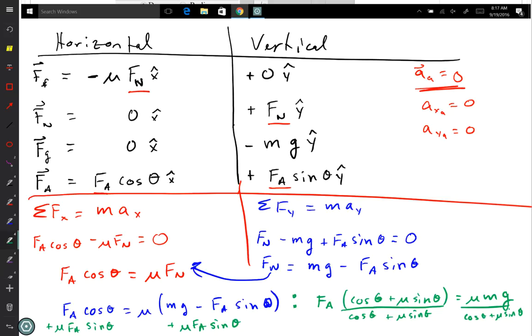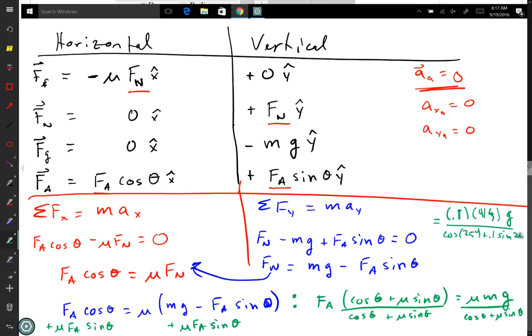So somebody have a calculator to calculate this for us. The mu is, I better put the numbers in here for you. 0.1 times 41 kilograms. I'm going to put times g to save me time, 9.80, divided by cosine of 25 degrees plus 0.1 sine of 25 degrees. And while you're calculating, you're going to make it 42.358.